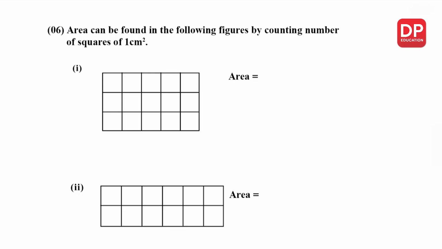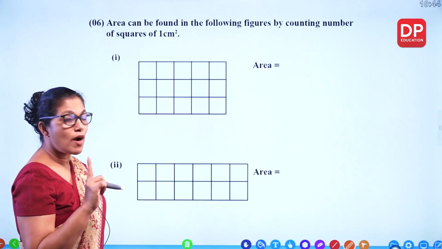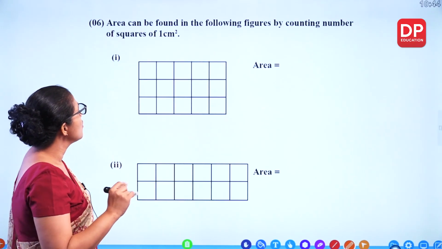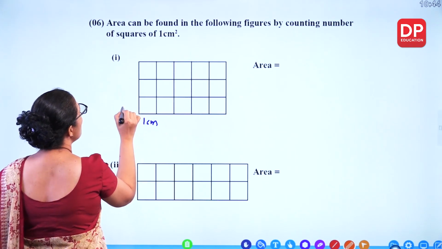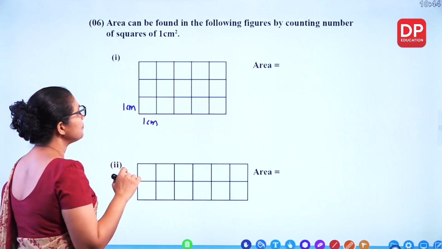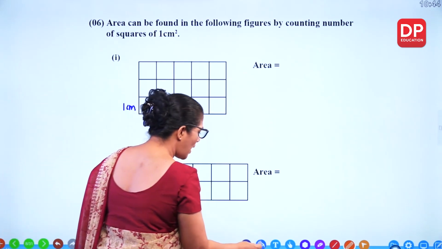Area can be found in the following figures by counting number of squares of 1 square centimeter. So each square is 1 centimeter length and 1 centimeter width. So we'll see how many squares are there.